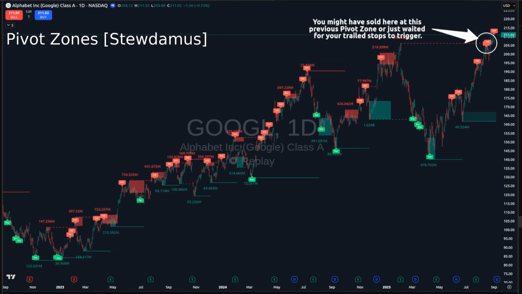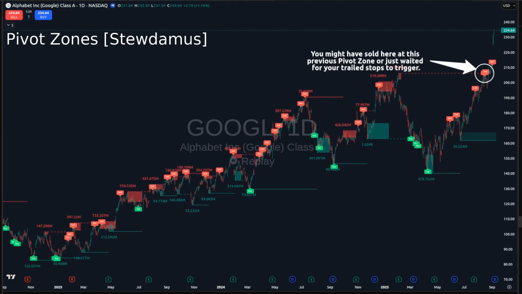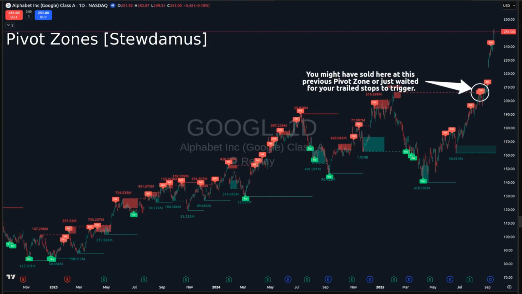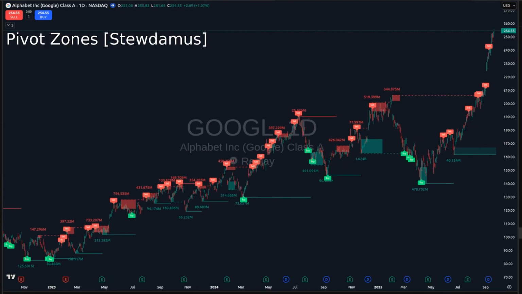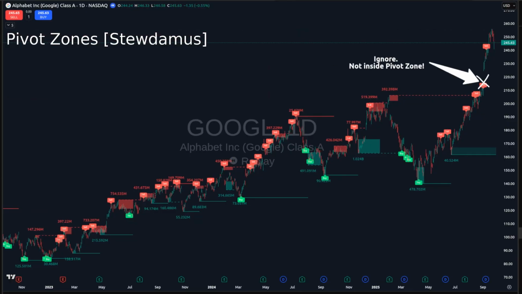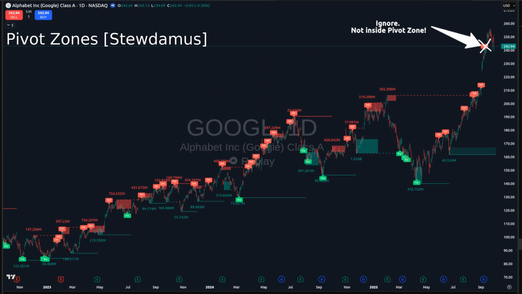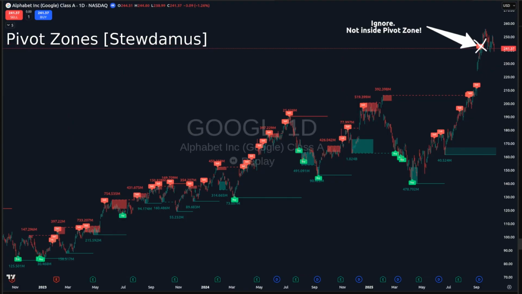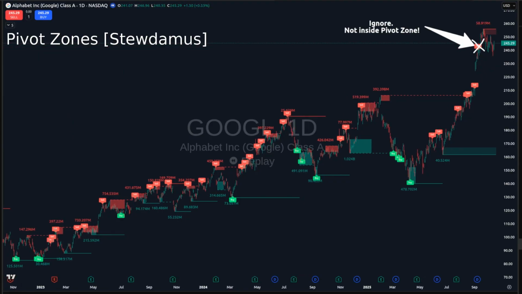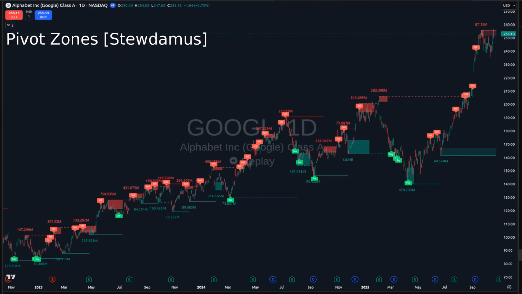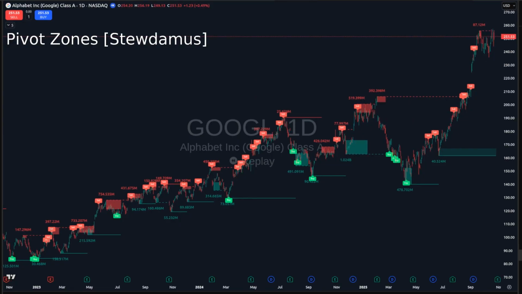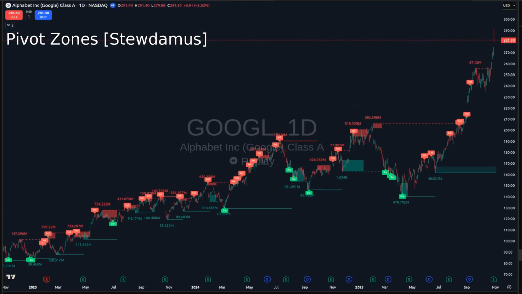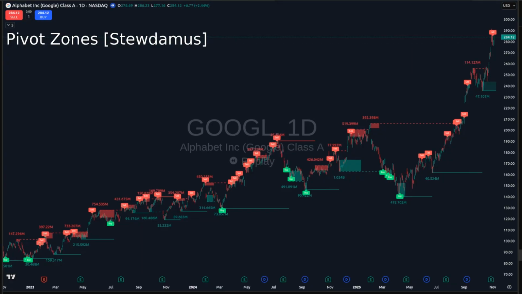All right, you might have sold there because you saw briefly we were inside of a liquidity zone. But again, I tend to wait for my trailing stops to trigger rather than to sell immediately inside of a liquidity zone. We can ignore that next signal and that signal as well. So we're still holding this trade, trailing those stops at a reasonable margin. And somewhere up here, we are going to get a valid sell signal. All right, there's our sell signal.